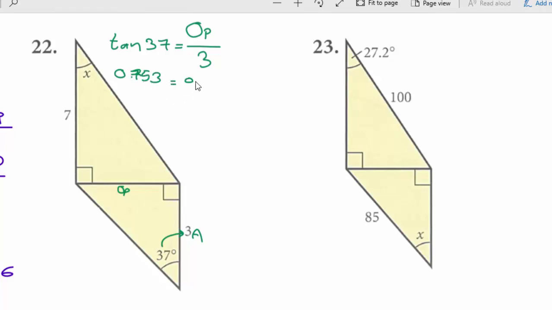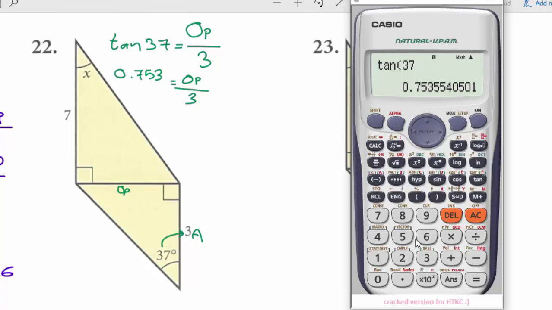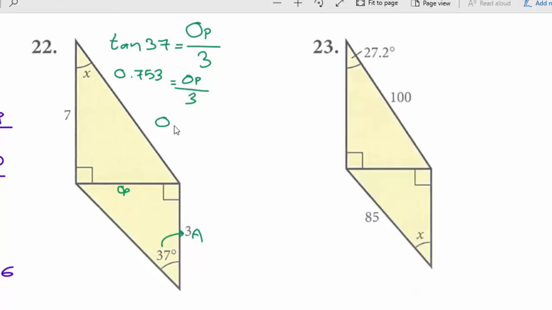It's equal to opposite over 3. Now how can we get rid of this 3? Multiply both sides by 3. It means multiply this by 3. It will be the length of the opposite side. Multiply this result by 3 is equal to 2.26. So opposite is 2.26 centimeters long.